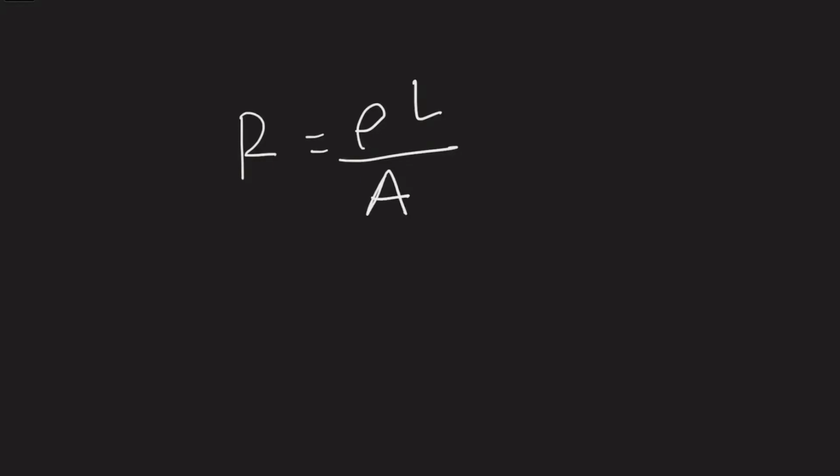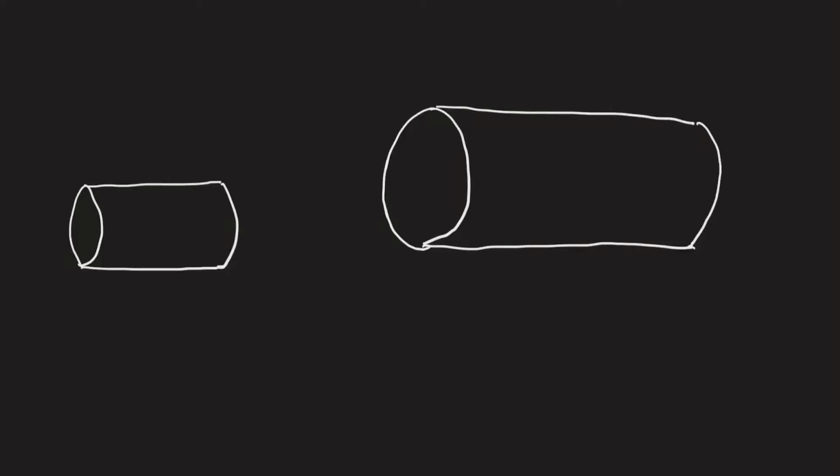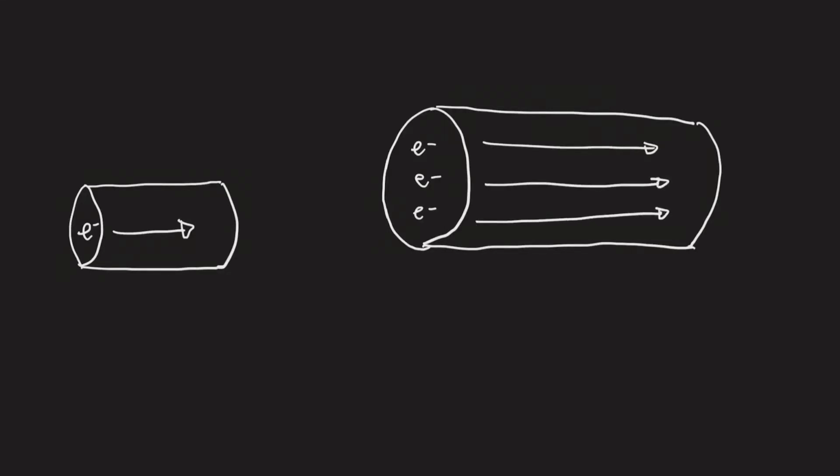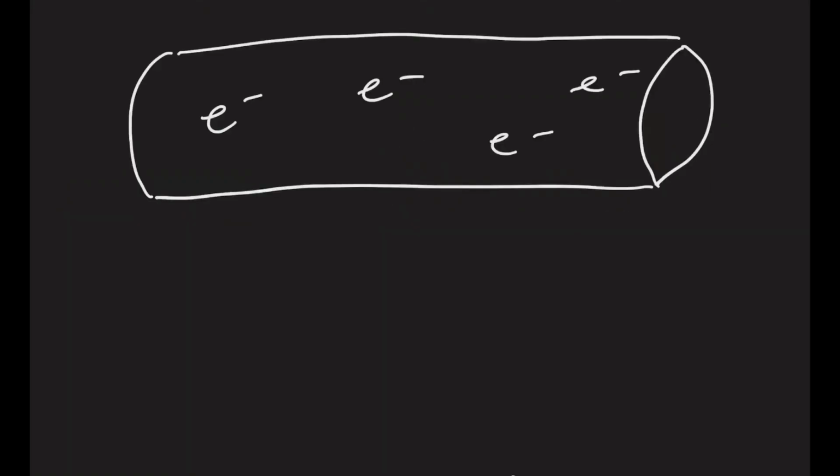As you can see, resistance and length are directly proportional, but area and resistance are inversely proportional. As you increase the cross-sectional area of a substance, it can hold more electrons and thus allow for more current to flow through. Resistance is also temperature dependent.